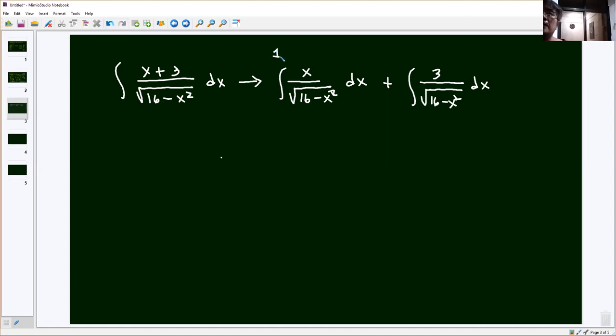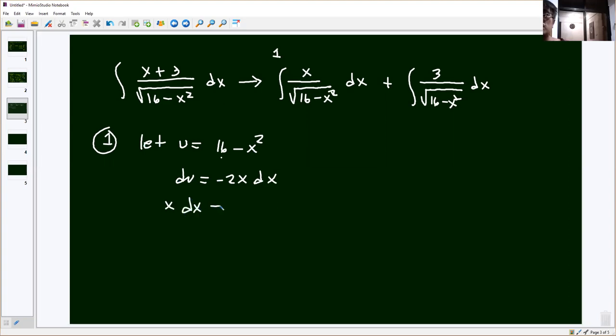1. So integral 1 is simple substitution, right? Let u be the denominator. Actually, what's inside the square root? du is negative 2x dx. So that x dx there will be taken care of by the simple substitution. So x dx will be negative du over 2. So that integral will become negative 1/2 outside, then du, then that will become 1 over square root of u, which is u to the negative 1/2.